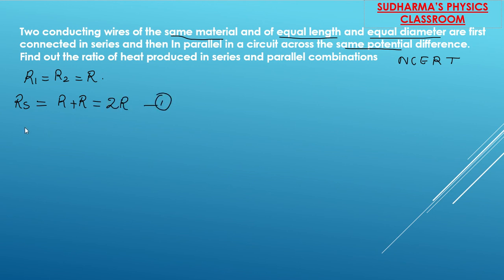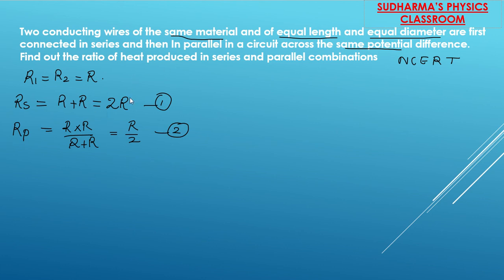Now, if you connect them in parallel, Rp is equal to, we have two equal resistors connected in parallel, R1 R2 by R1 plus R2. So we have R into R divided by R plus R, that is R square by 2R. You will get R divided by 2. So these are the equivalent resistances when they are connected in series and parallel respectively.